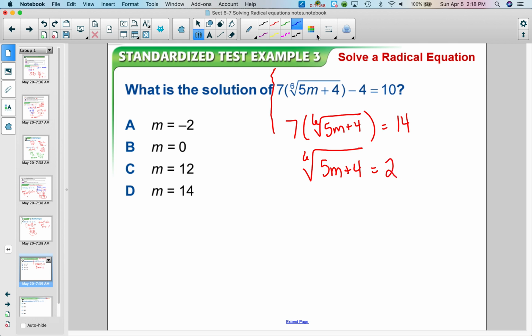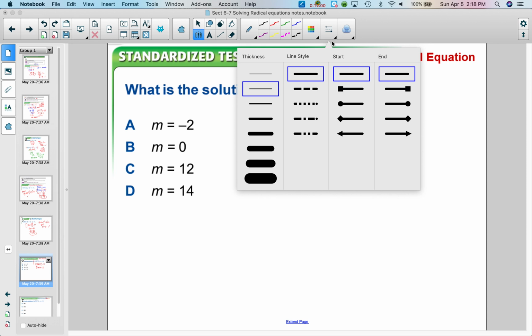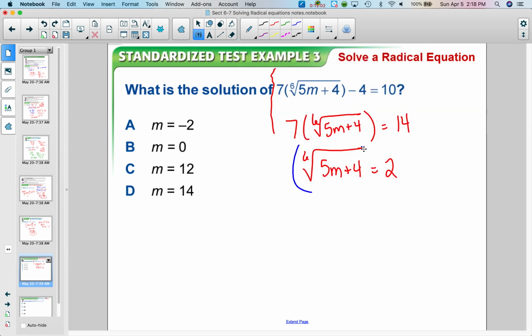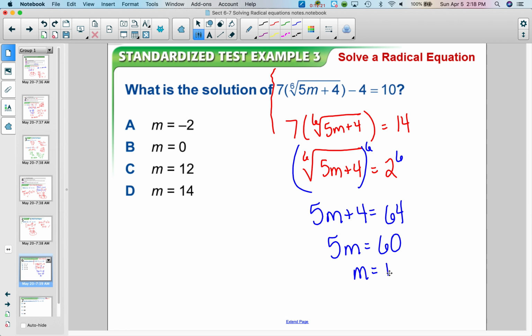Now I'm going to raise both sides to the 6th power because I want to undo the 6th root. So I get 5m plus 4. 2 to the 6th power, I know 2 to the 5th power is 32, so another times 2 is 64. You can use your calculator if you need to. So subtract 4 and we get 60. Divide by 5 and we get 12.